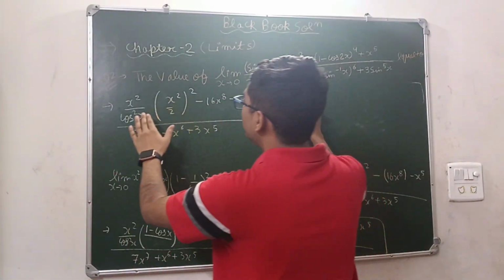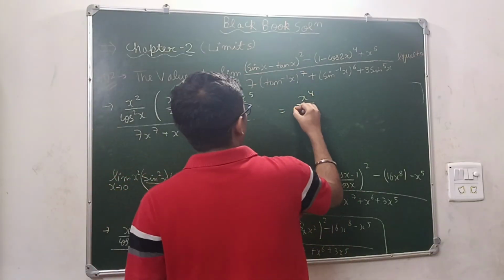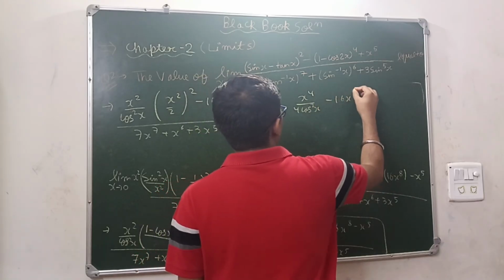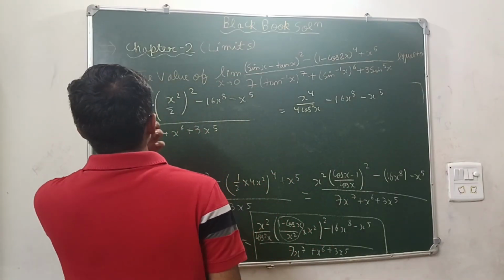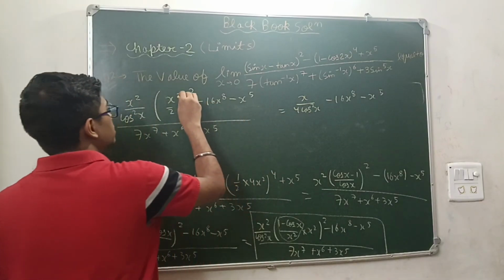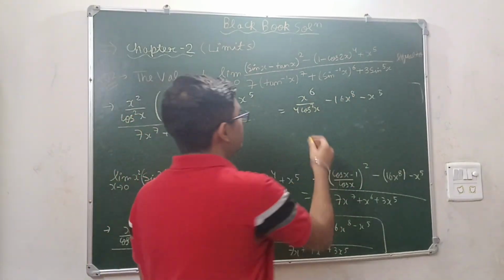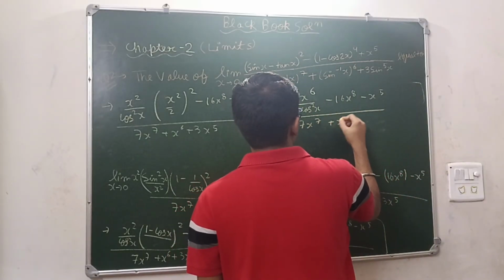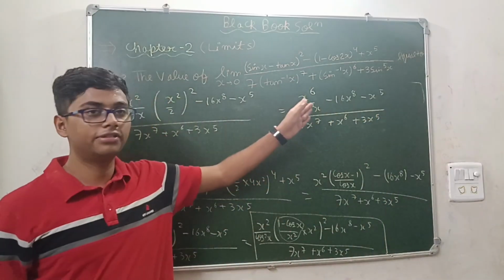Now here, if you see, this will become x to the power 4 upon 4 cos square x minus 16x to the power 8 minus x to the power 5. Okay, here this is x square, so x to the power 4, 5, 6. This will be 6, I'm sorry. This is x to the power 6 minus 16x to the power 8 upon 7x to the power 7 plus x to the power 6 plus 3x to the power 5. Okay, our expression is like this.